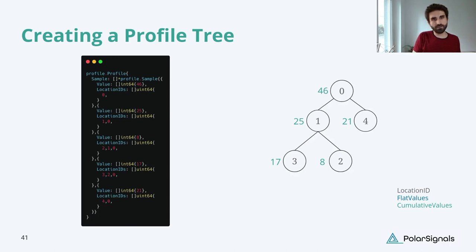So after we scraped that metadata from this pprof profile, we ended up with a bunch of location IDs and corresponding sample values to those location IDs. But as you can see, those location IDs actually build a tree. That's actually what we do. We build a tree out of those location IDs and we store those sampled values as nodes in the tree. And this is how we actually store the data in the Parca storage.